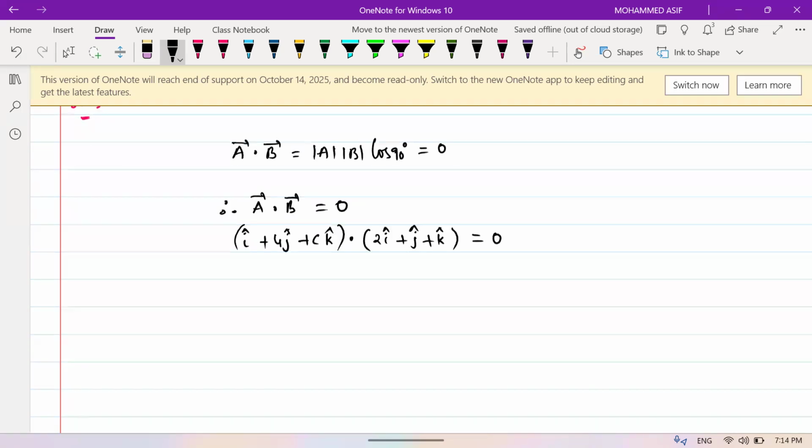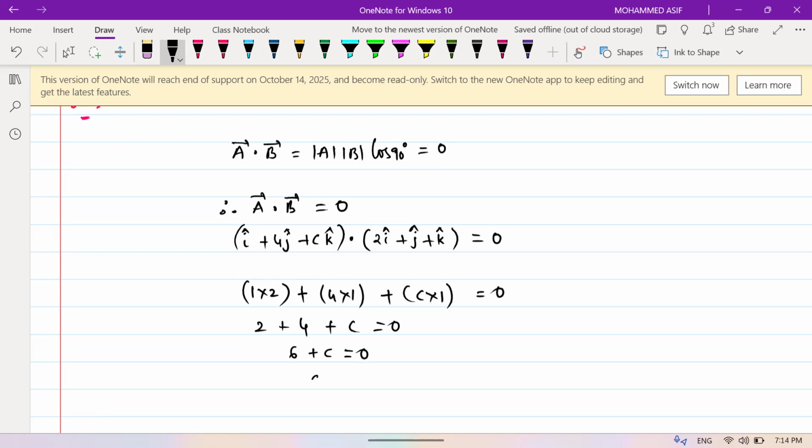So this will be equal to how much for me? 1 into 2, 1 into 2, plus the next one is 4 into 1, plus the next one is C into 1. 3 into 1 will be equal to 0. 1 into 2 is 2, 4 into 1 is 4, plus C into 1 is C. That will be equal to 0. 4 plus 2 is how much? 6. 6 plus C is equal to 0, so C is equal to minus 6. Got it?